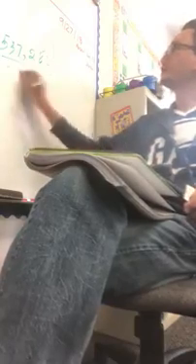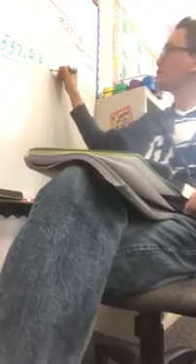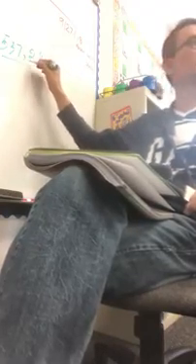Next, 22. What number is the 100 place? Ava, what number is the 100 place? 2. Do you agree? So look with me. 1, 10, 100. So the 2. Correct? Ava, you good? Okay.